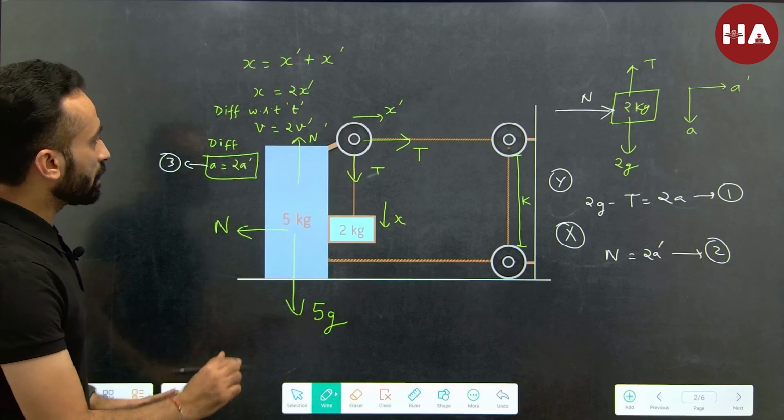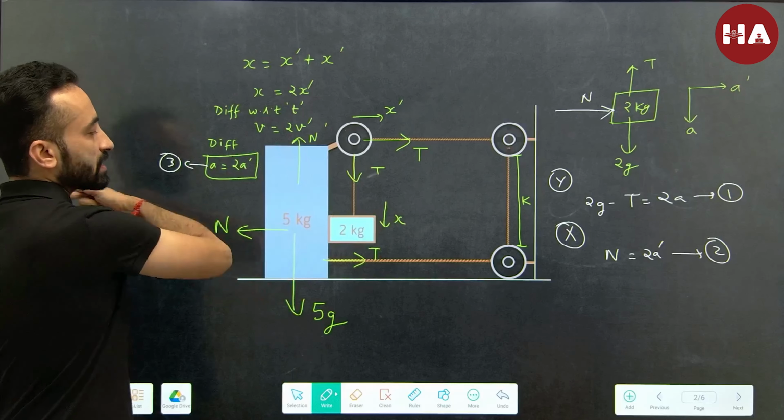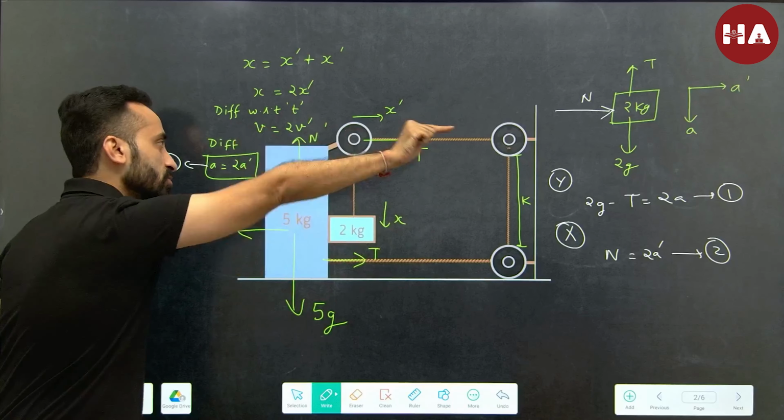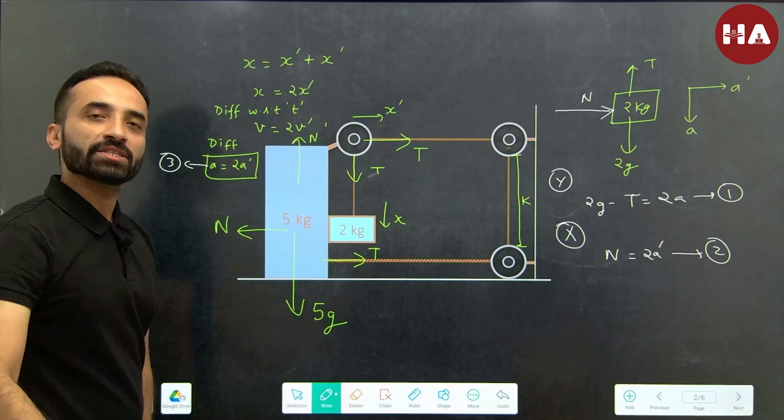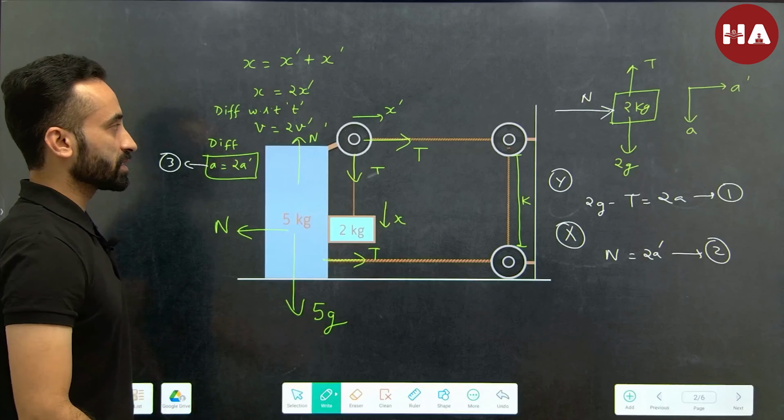So are we ready now? Have we drawn all the forces on 5 kilogram? There is mg, there is N dash, there is N, and there is tension, there is one more tension, and then there is a tension vertically downwards. But we are only interested in writing the equation of 5 kilogram block in the x direction.